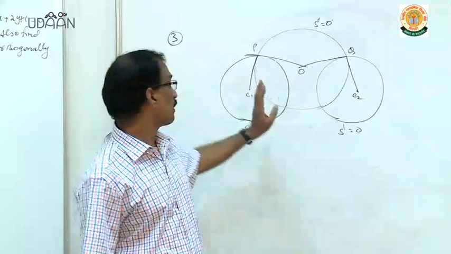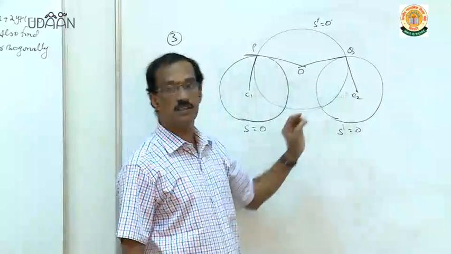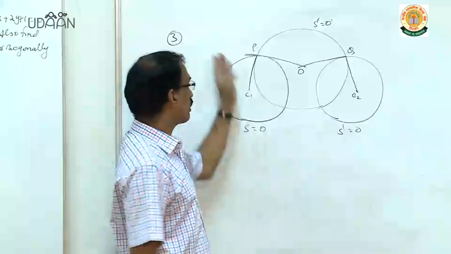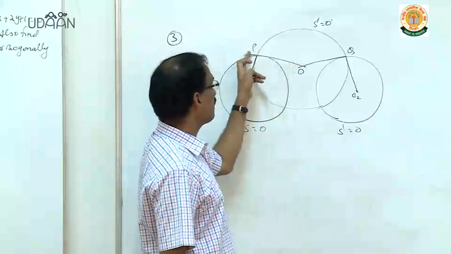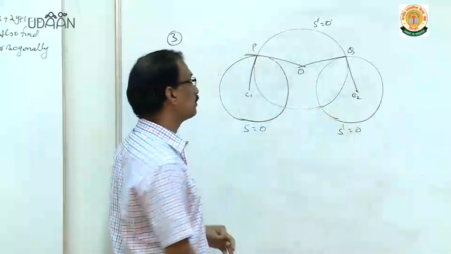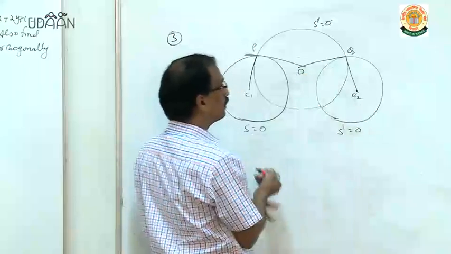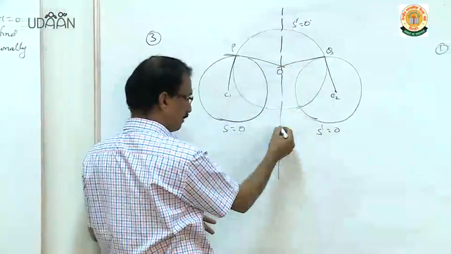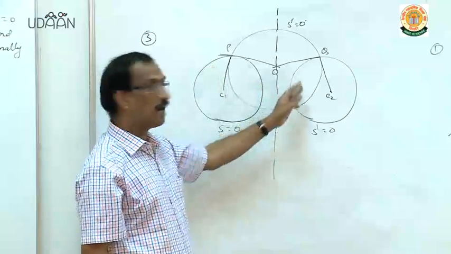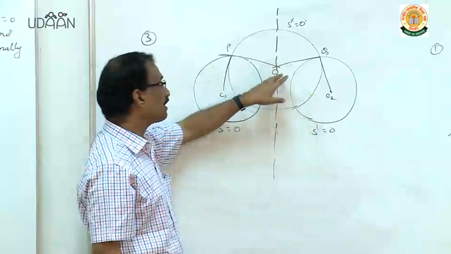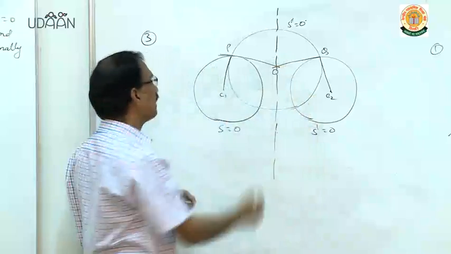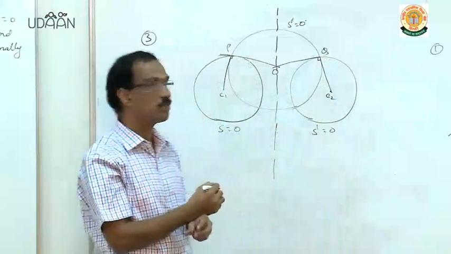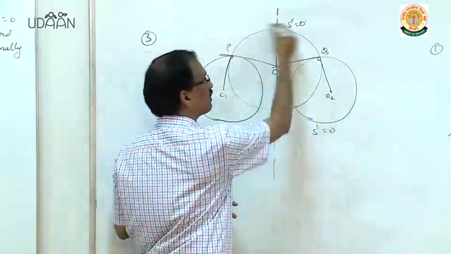Next, the third property: two circles cut the third circle at P and Q. You draw the tangents at these points P and Q. Now the radical axis of these two circles will pass through the center of the third circle, because we know this is 90 degrees, the radius is perpendicular to the tangent. So this becomes the radius of this circle.